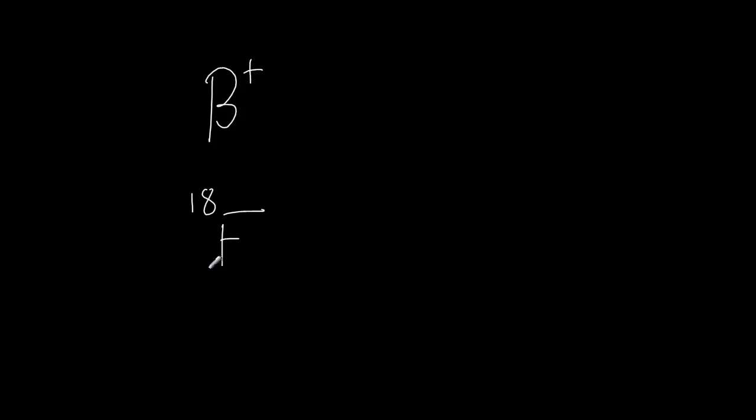Fluorine has a proton number of 9, and what's going to happen here is one of the protons is going to convert into a neutron. So the proton number is going to go down, so it's going to turn into 8, and the neutron number is going to increase by 1, so the total number of nucleons is going to remain the same. So this now gives us an atom of oxygen.